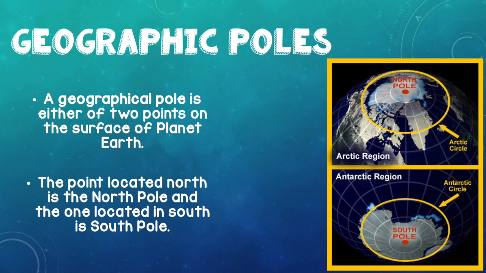Now you are going to learn about another important thing about the Earth besides lines of reference, and you will learn about geographic poles. A geographic pole is either of 2 points on the surface of the Earth. You know that the Earth rotates or spins around an axis. Axis means eje. And the axis located in the north is called the North Pole, and the other axis located in the south is called the South Pole.